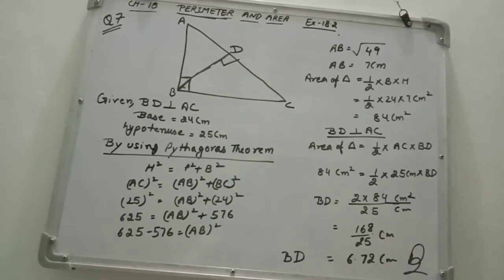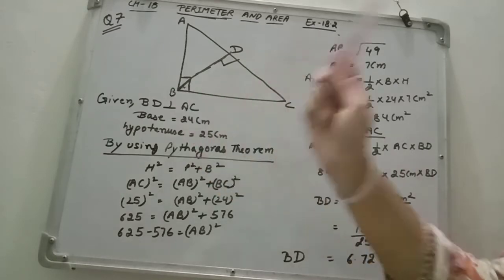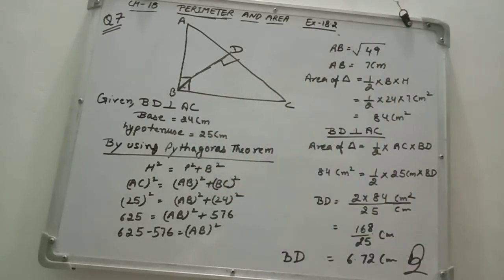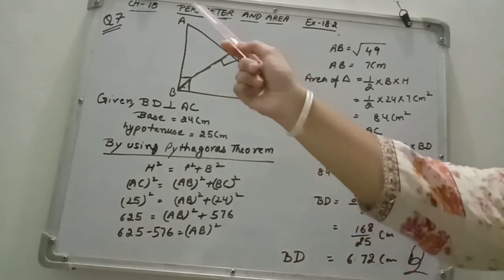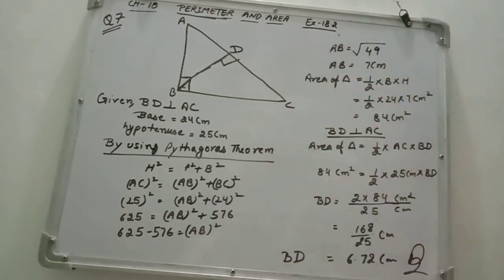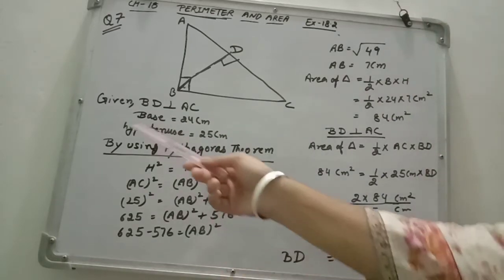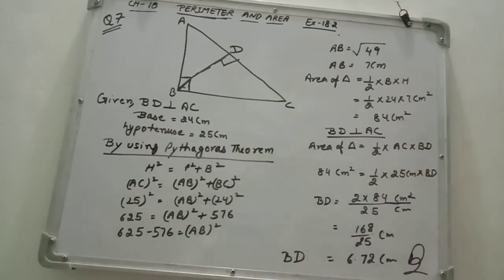Now we are taking question number 7. A right angle triangle is given to you. The triangle's name is ABC and the right angle is at B. BD is perpendicular to AC, that is also given to you. Base 24 centimeter is given to you and hypotenuse is 25 centimeter is given to you.